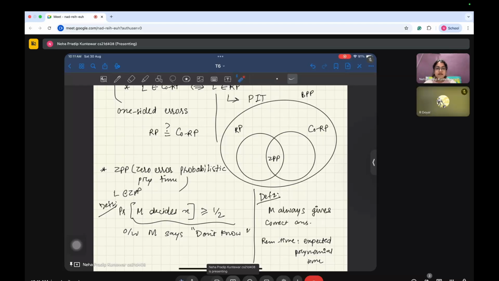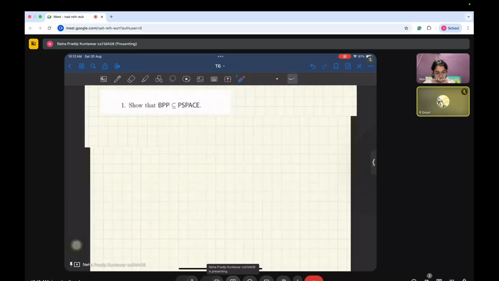But even if we take the union, there could be languages out there which are in BPP but not in either of them. Yes, there could be. So I'll give a small hint.